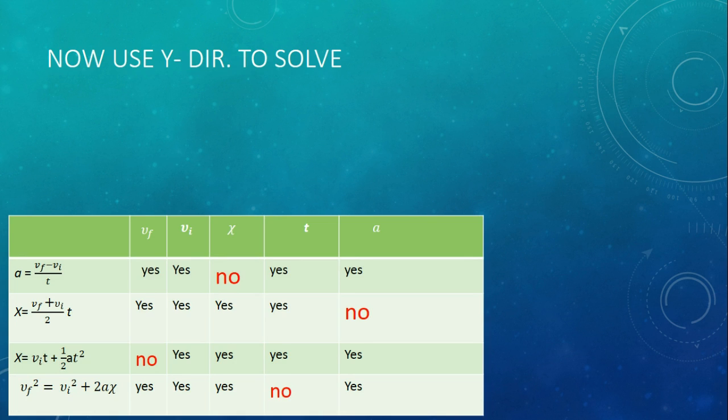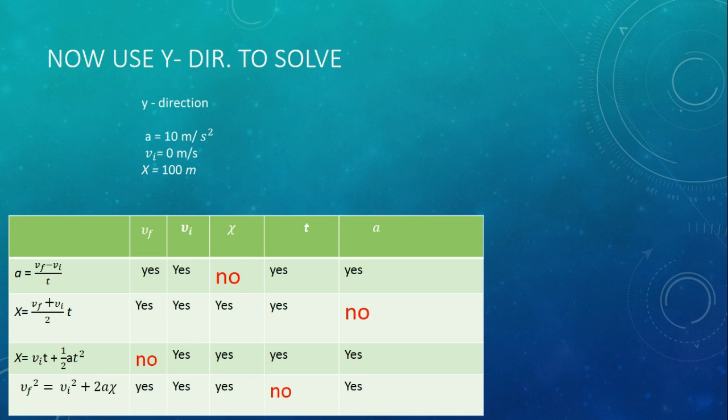Did you say time? Well, if you did, you're correct, because time is what unites the 2 directions together. So time is the only thing that's related between the 2 components. Always solve for time in 2-dimensional kinematics because time is what relates the 2.